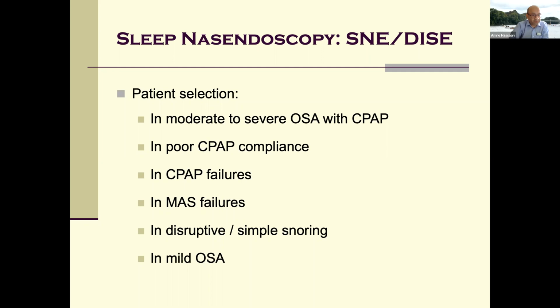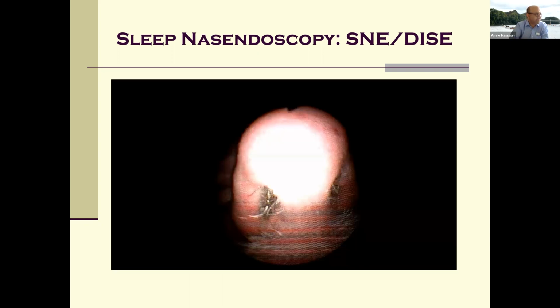In mandibular advancement splint failures, and remember, you can't use one if you've got a problem with dentition, or if you're claustrophobic, don't like things in your mouth, increased salivation, TMJ dysfunction, lots of pain. We even do it in disruptive and simple snoring in selected cases, being in mild obstructive sleep apnea.